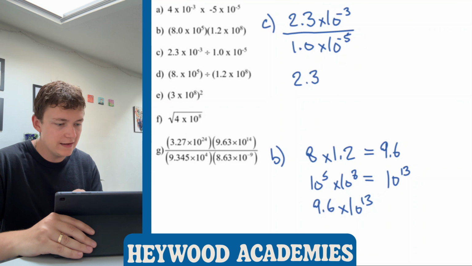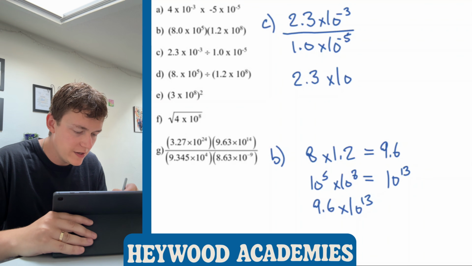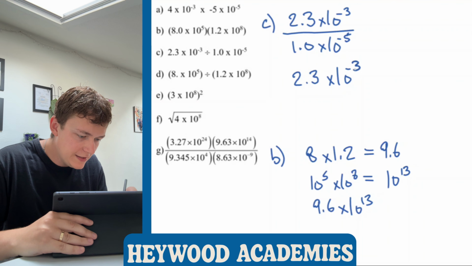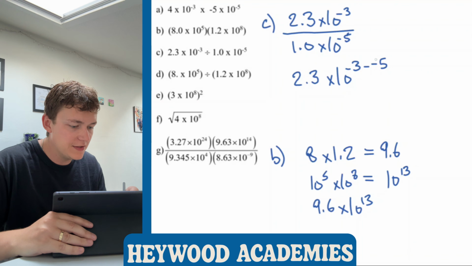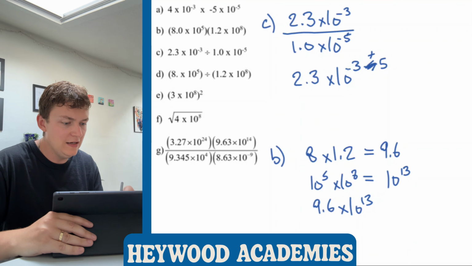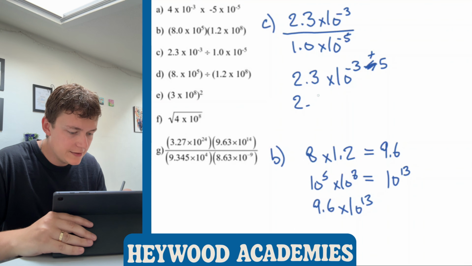So if we're dividing, then we should be subtracting the exponents. So I'm going to write this out in 2 steps here to make sure we got this right. It would be minus 3, and then we're subtracting negative 5. So subtracting negative 5 is the same thing as adding 5. Negative 3 plus 5 is going to give us positive 2. So we can write it like that, 2.3 times 10 to the power of 2.